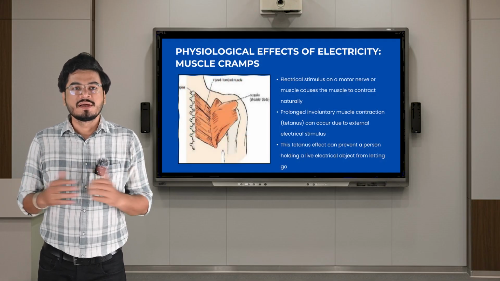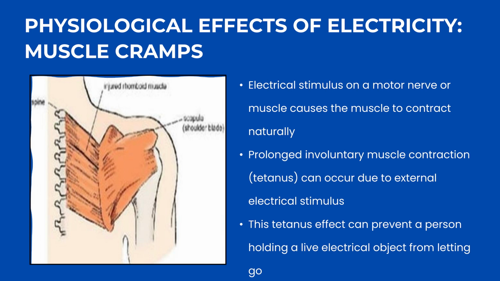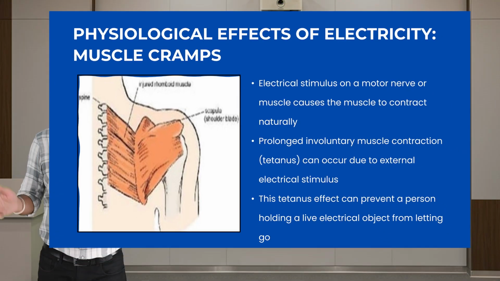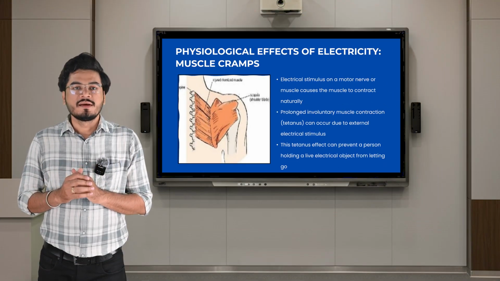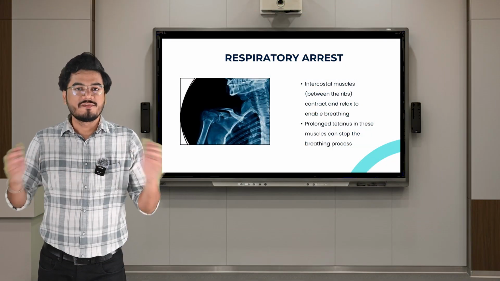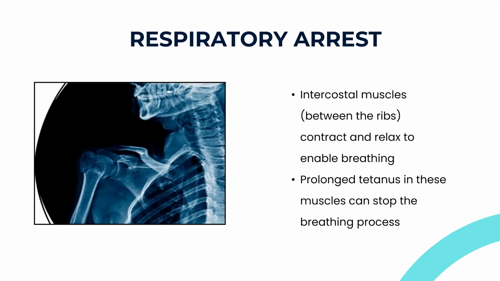Then muscle cramps. When current stimulates muscles, they contract. If it is continuous, the contraction becomes tetanus, meaning the person can't release the live object. That's why some victims remain stuck to a wire. Then respiratory arrest. If electricity affects the chest muscles, they freeze. Without movement, the person can't breathe. This is respiratory arrest and it can quickly become fatal.